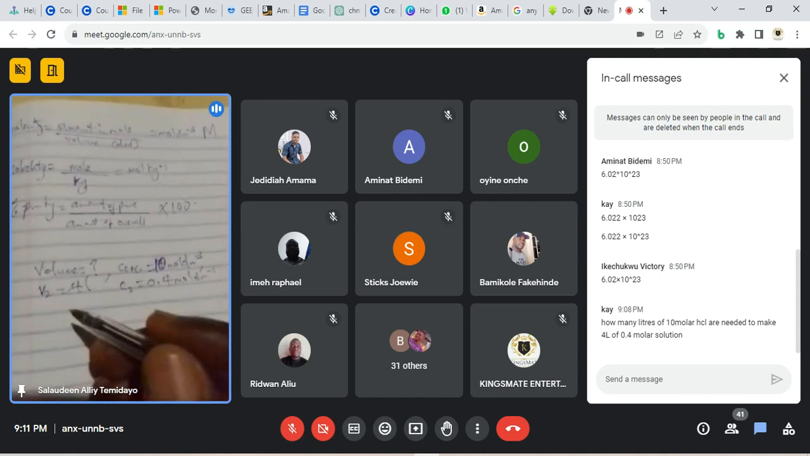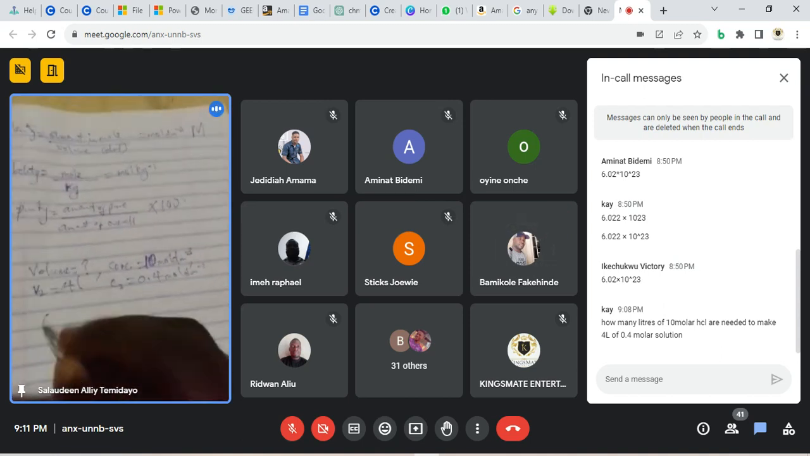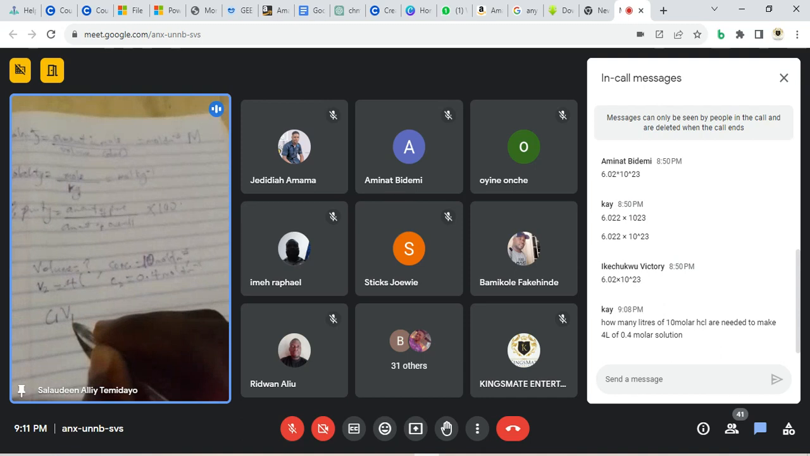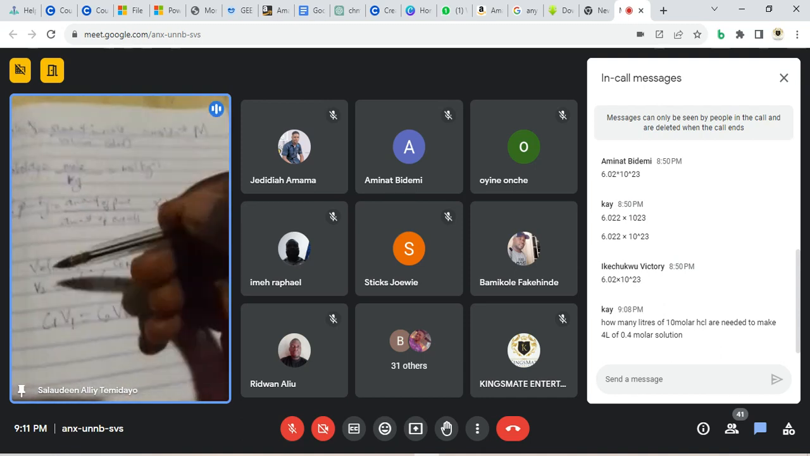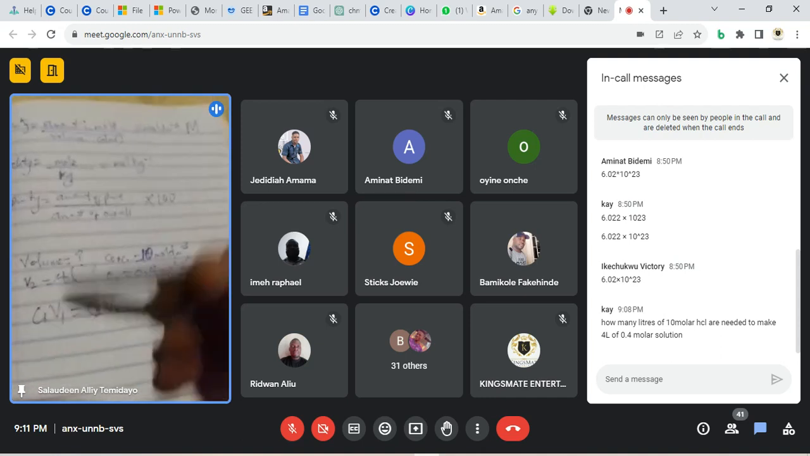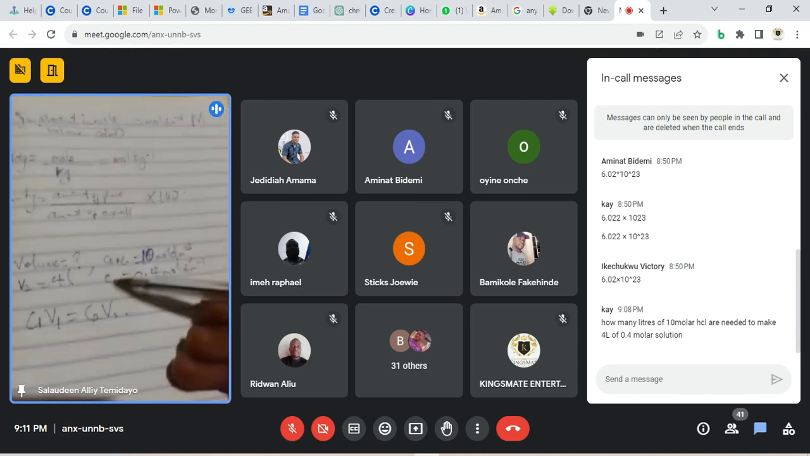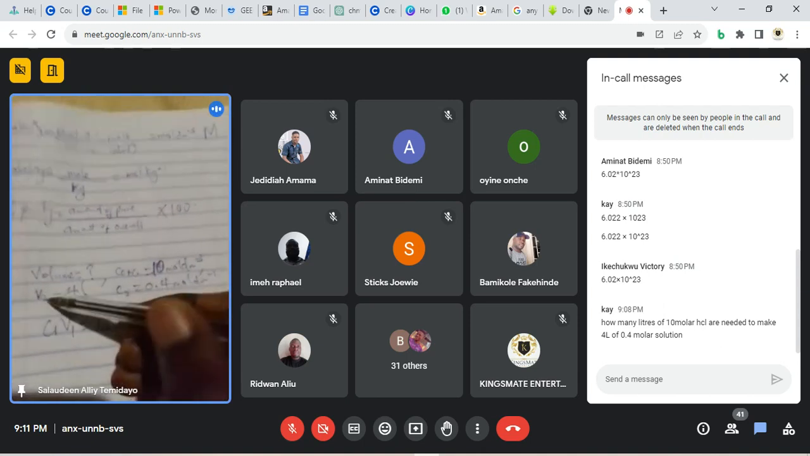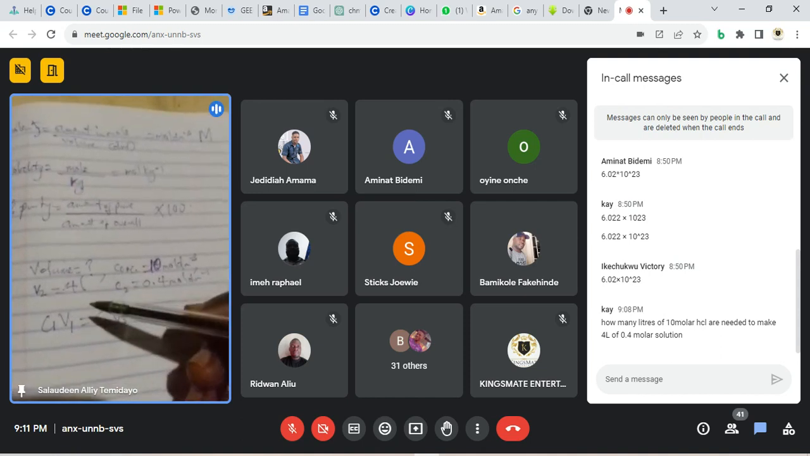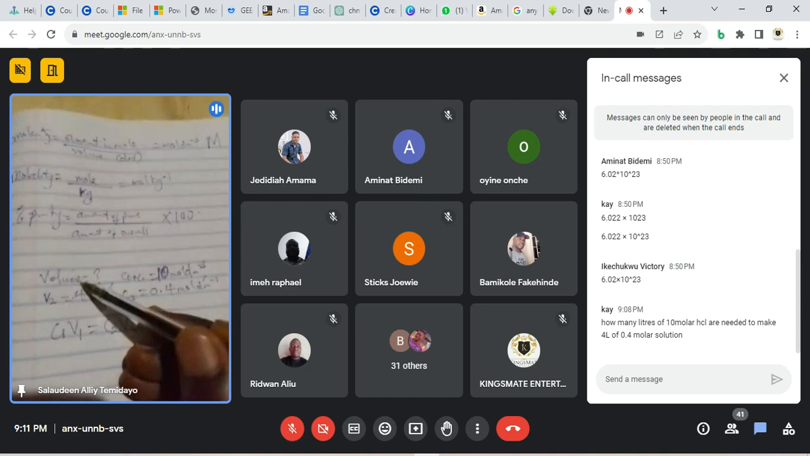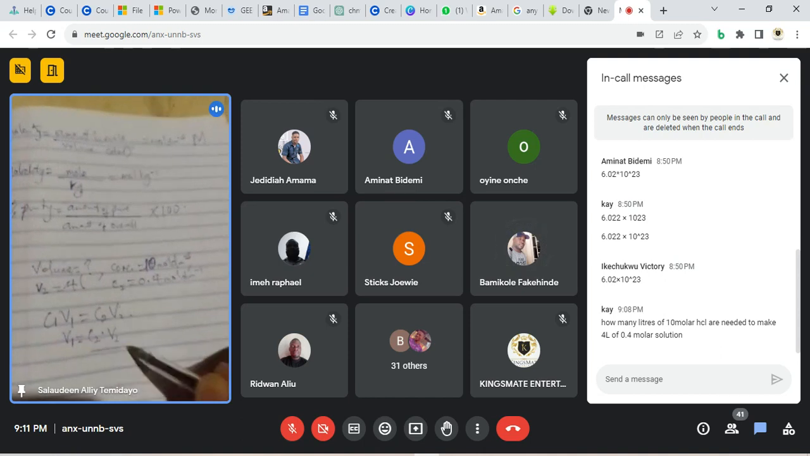The dilution formula just says that C1 V1 equals C2 V2, where C1 is the concentration of the stock solution, V1 is the volume of the stock solution, C2 is the concentration of the new or daughter solution, and V2 is the volume of the daughter solution. So here we are looking for V1, making V1 the subject. V1 equals C2 V2 over C1.